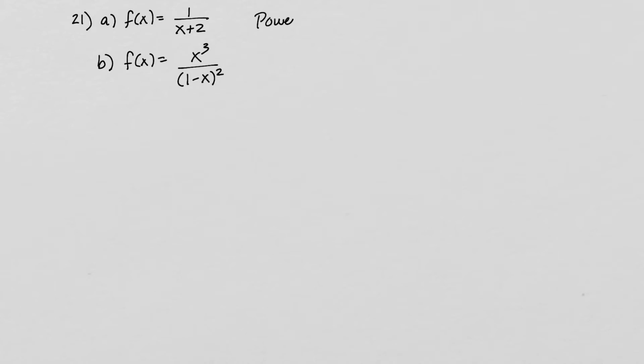Okay, so 21 says find a power series representation, so a Maclaurin series for the following. Okay, so A gives us f of x equals 1 over x plus 2. And B gives us f of x equals x cubed over 1 minus x squared. Okay, and so it asks for a power series.